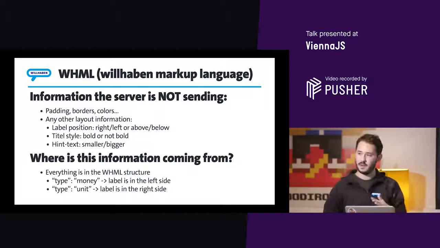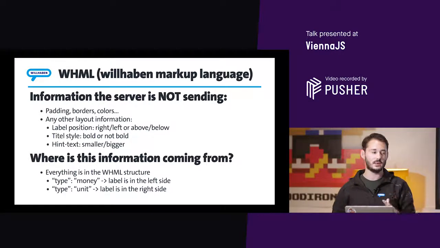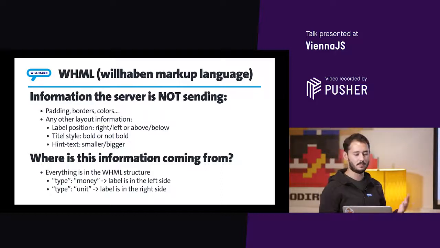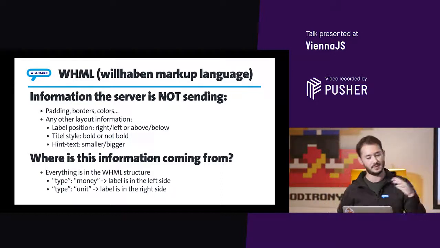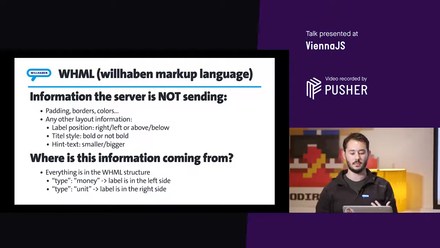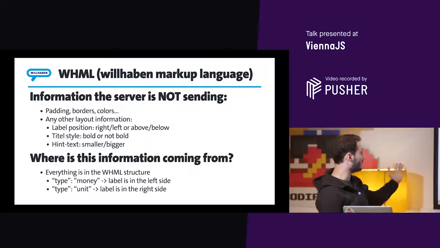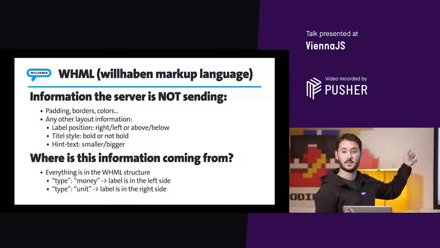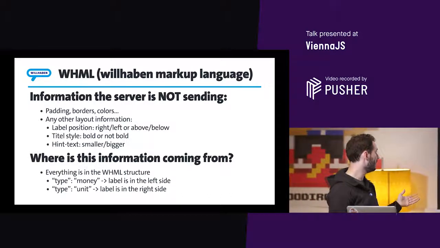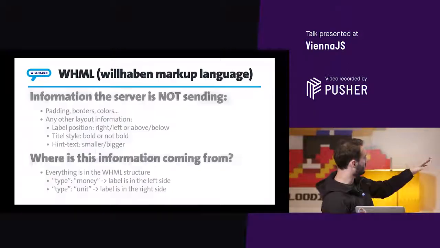So any paddings, any border, any color, any other layout information that you can imagine in a form layout, label positions, or title style if it's bold or not bold, or the hint text if it has to be smaller or bigger. So where do we have to take this information from? Where is this information coming from? We believe that everything should be in the structure of the markup language. That means, we said in an example that the type was text. So if the type is money, then the label is on the left side, or for type unit the label is on the right side. So I will show you an example.